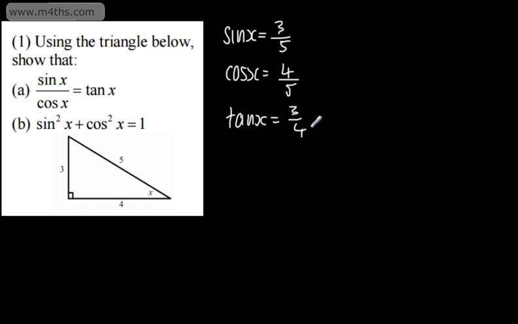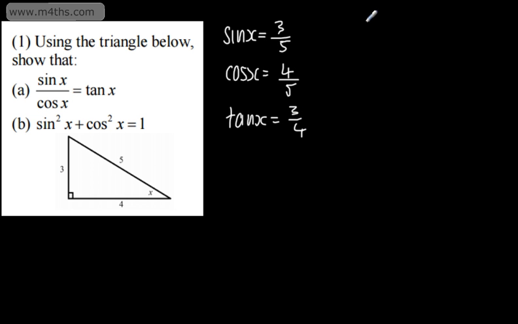So in question 1, it says, using the triangle below, show that sin x over cos x is equal to tan x. So if we just do this, what we've got then is that the sine of x is equal to the opposite over the hypotenuse. So that's going to give me 3 over 5. Cos x is going to be equal to the adjacent over the hypotenuse, which is 4 over 5. If we look at tan x, it is going to be the opposite over the adjacent, which is 3 over 4.